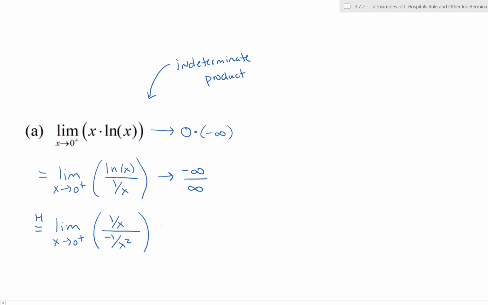So did this help? Well, let's clean this up once again. This is the same as the limit as x goes to 0 from the right of, well, that's just a negative x if you simplify that. 1 over x times negative x squared over 1. Simplifying gives negative x. And now as I take the limit as x goes to 0 from the right of negative x, this is 0. So, an example of an indeterminate product.